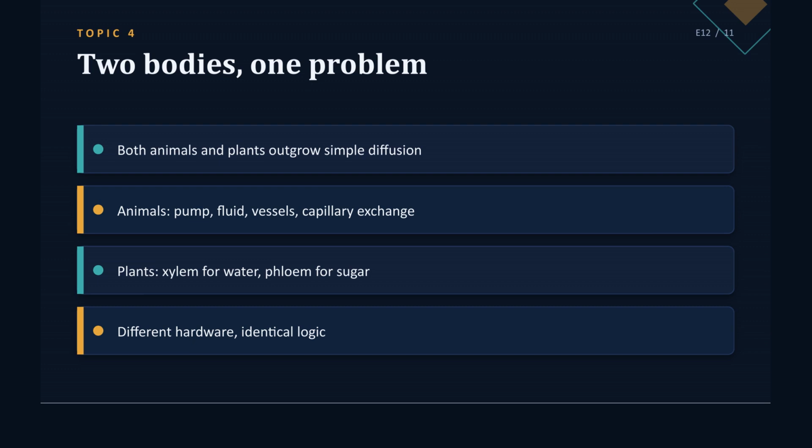The plant answers with vascular tissue, xylem carrying water up from the roots, and phloem carrying sugar from source to sink. The hardware could hardly look more different, a beating heart on one side and a silent column of water on the other. But the logic is identical. When a body grows too big for diffusion, life builds a transport system. That is the thread connecting every organism in this episode, and we will pick it up again next time.